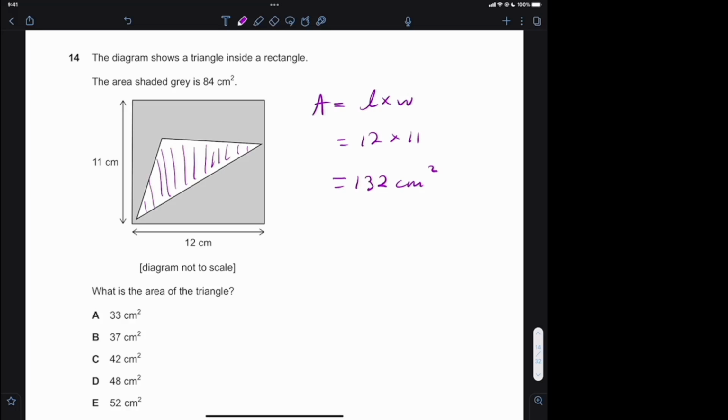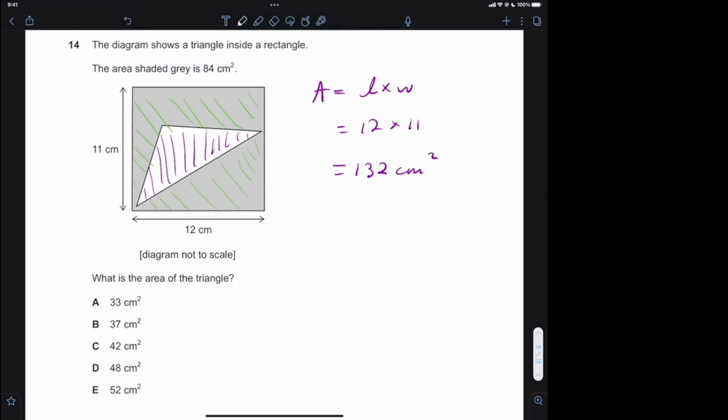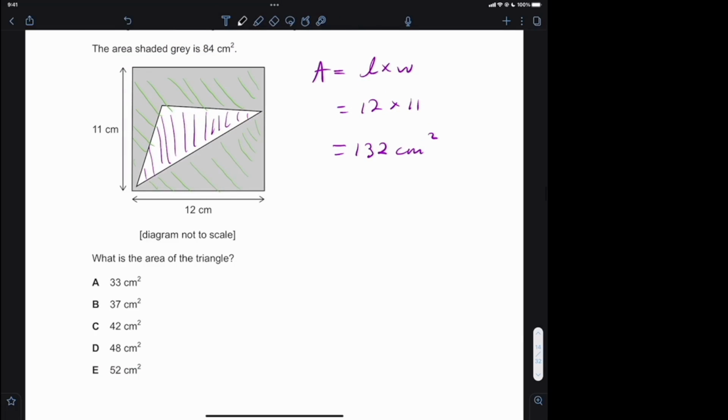All right, now the area of the gray shaded area, all right, so this gray area around the outside, all right, is 84 centimeters squared. So to find that triangle, or the purple area that I've colored in there, we just subtract. We just do a subtraction. The total minus the gray. All right, so we just do 132 minus the gray shaded area, 84, and we get, let's see, we get 48 centimeters squared, okay?